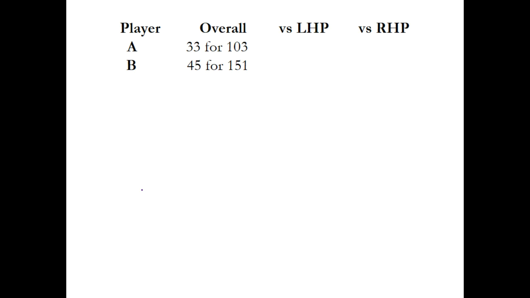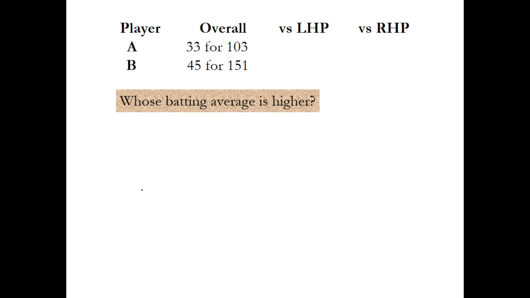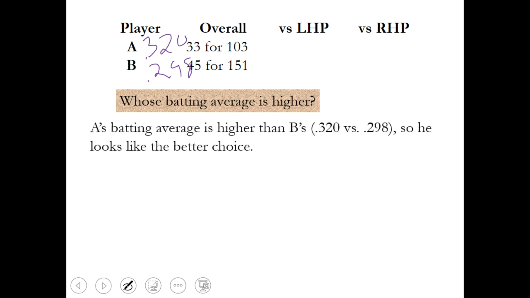Player A has hit 33 out of 103 pitches, so you've got a 32% chance, versus 45 out of 151, or a 29% chance. So you have 29, actually 0.298, and 33 out of 103, so 0.320. So looking at overall, player A looks like the best one to pick for this. 320 versus 298. So A looks like a better choice.